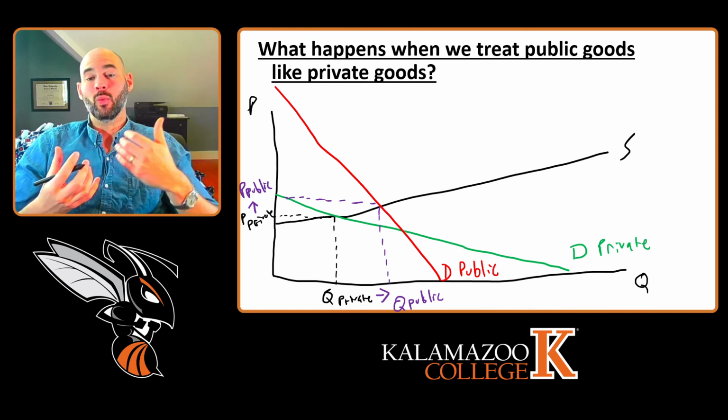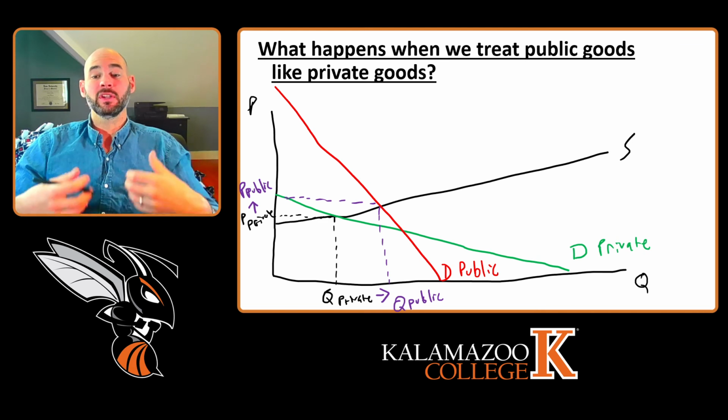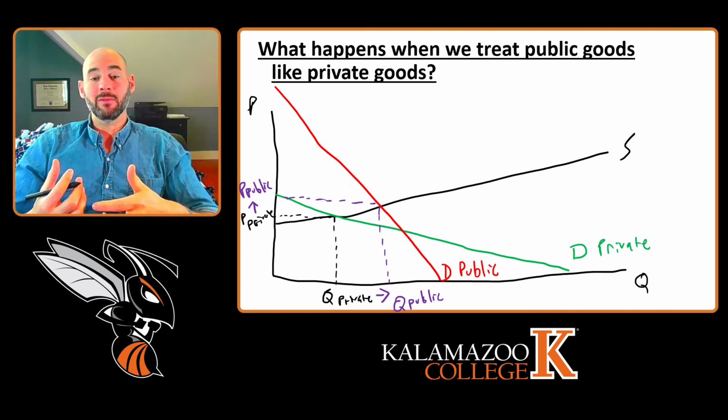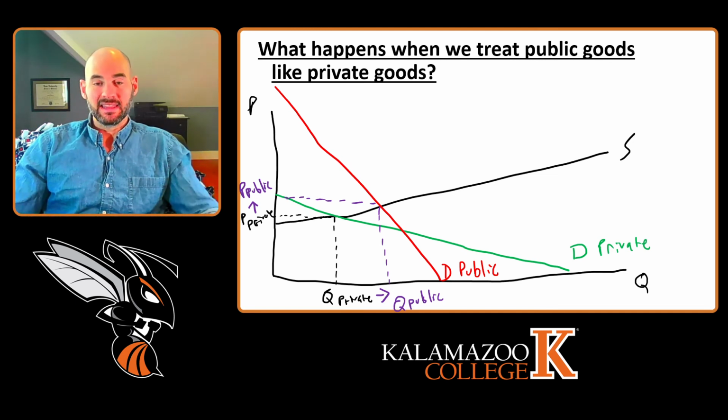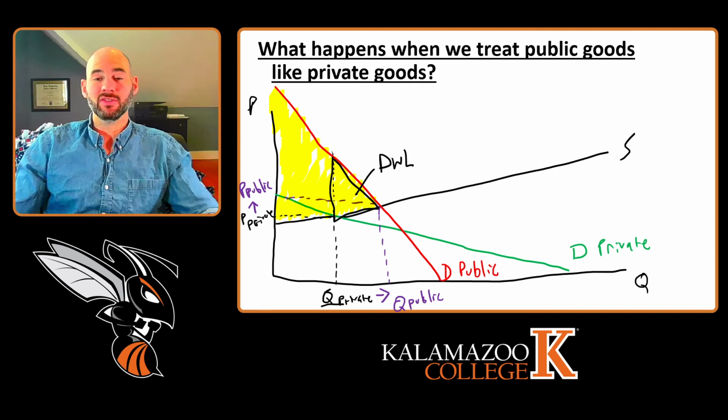So what does this mean? It means that when we don't treat public goods like public goods, we treat them like private goods, then the market is not going to provide enough of them relative to how much is actually demanded. If the D public is the real demand curve, then our potential economic benefits, our total economic surplus, would be the area under the demand curve, above the supply curve, for all of the units which are bought and sold. However, when we treat this public good like a private good, then we are restricting our consumption to the point where we have Q private, which once again means that this whole triangle is then deadweight loss. It is lost opportunities for trade which we otherwise could have experienced.